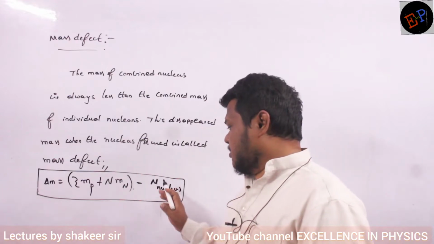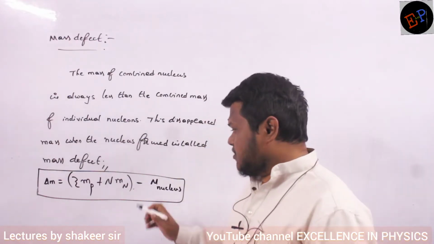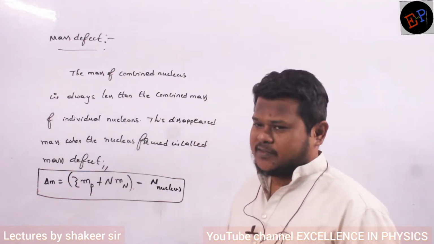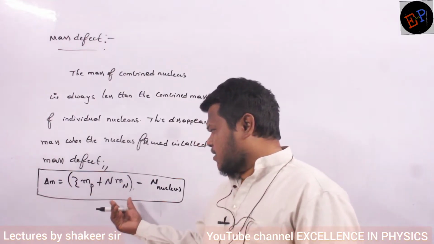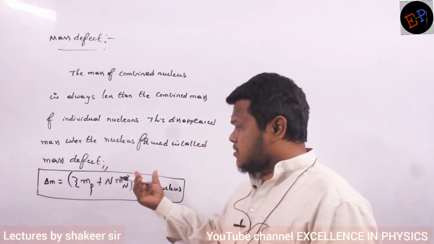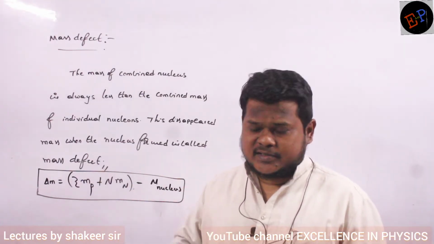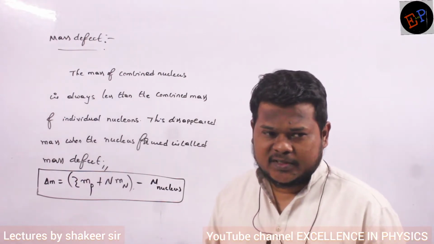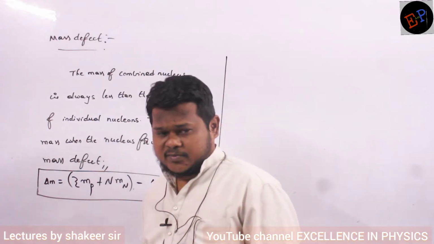Then you take the mass of the combined nucleus. Then I see that this mass is always greater than the combined mass of the nucleus. Are you able to understand? It means when these particles combine to form a nucleus, some mass is completely disappearing. That disappeared mass is nothing but mass defect. So now first of all make a note up to here.